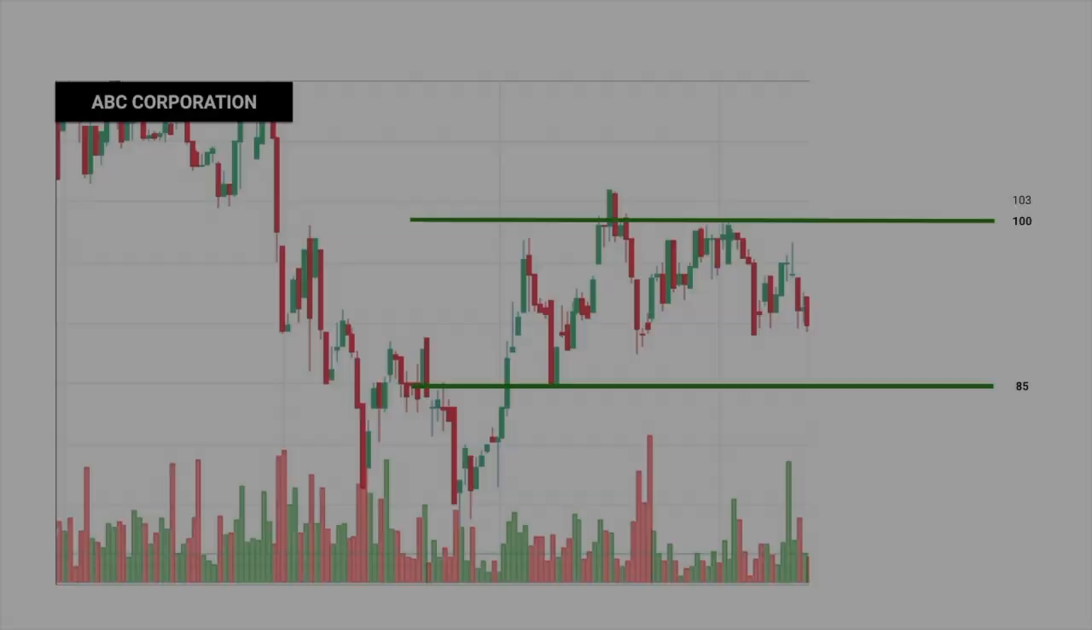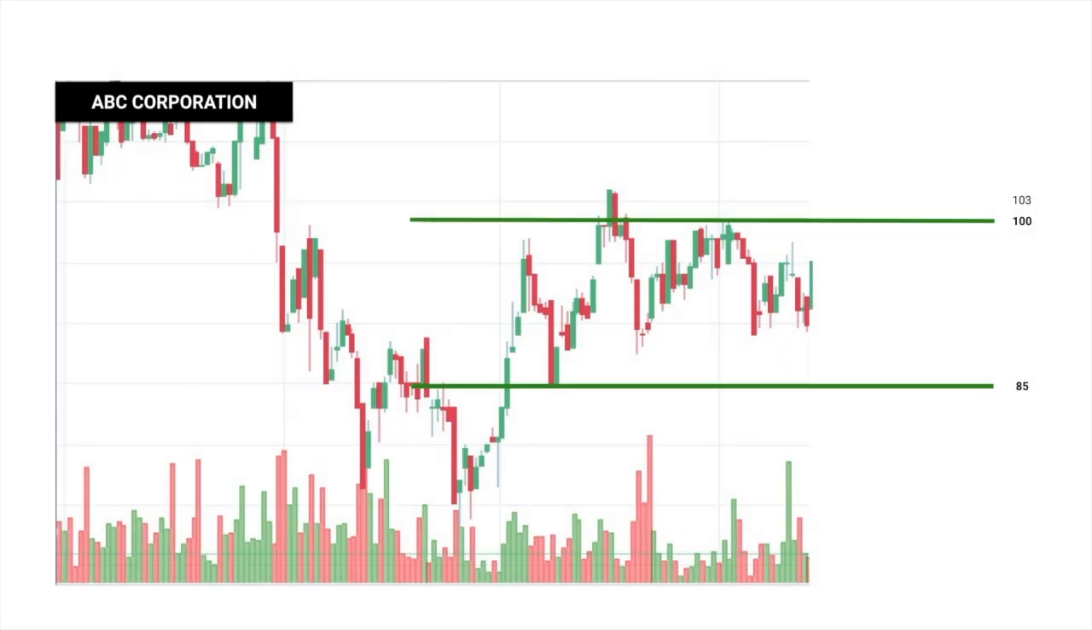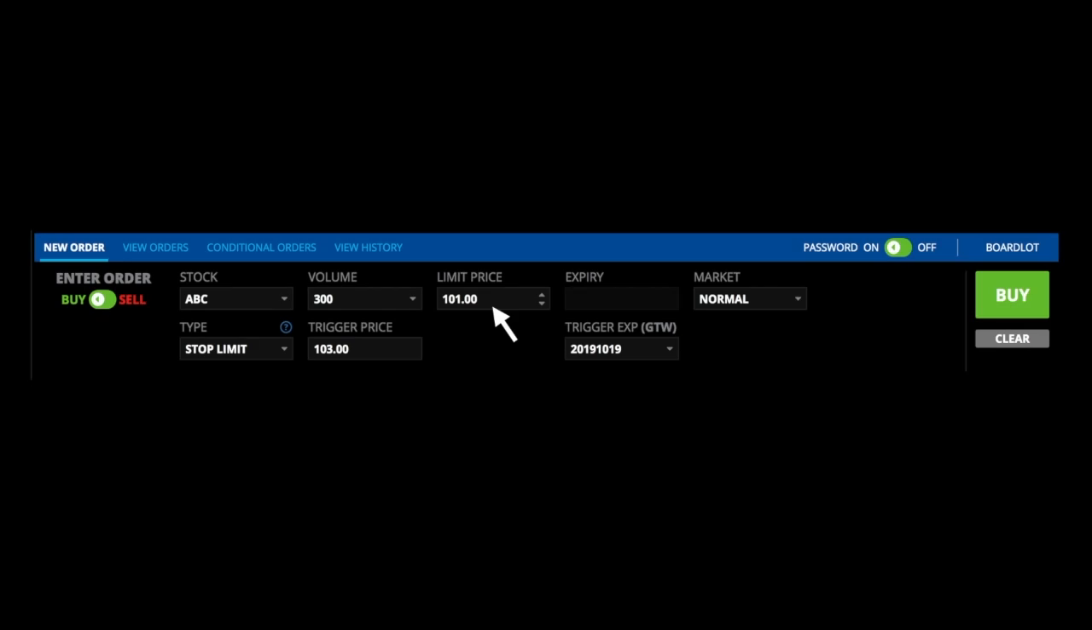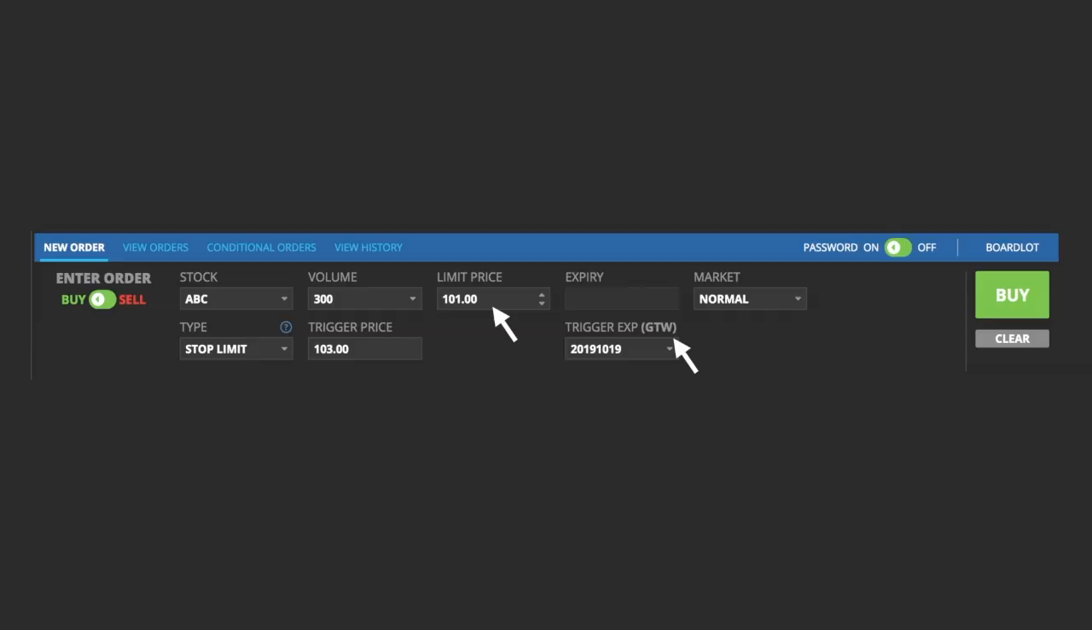Let's also say that my strategy is to buy 300 shares on a convincing breakout of at least 3% above the 100 peso resistance. But I'll wait for a price pullback close to the previous resistance, now support, of 100 pesos. I'll buy at a pullback to 1% above the 100 support or a 101 peso limit. I'll keep this trade on for a week, or GTW.